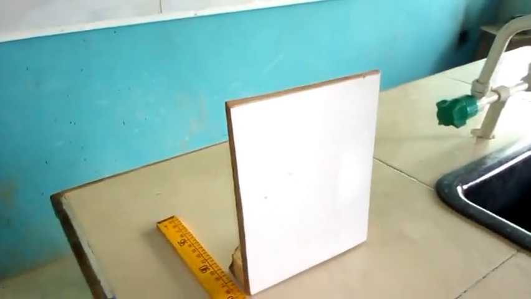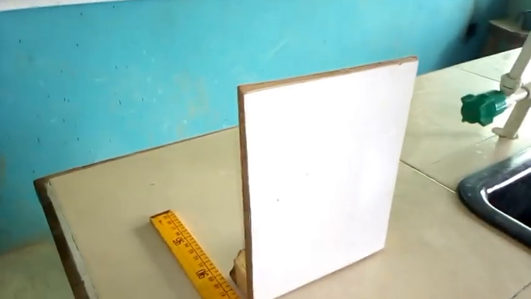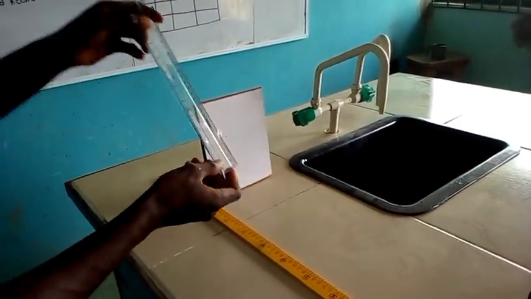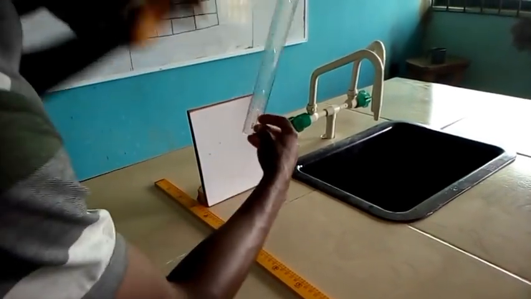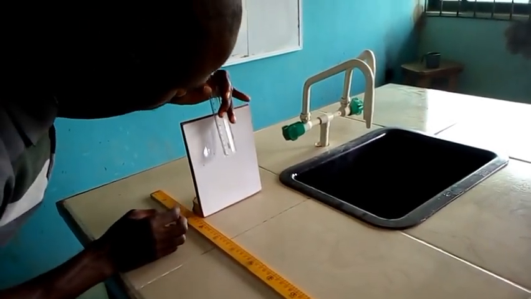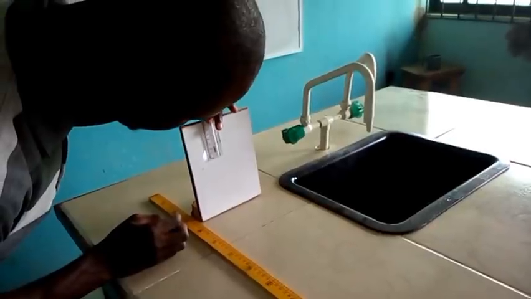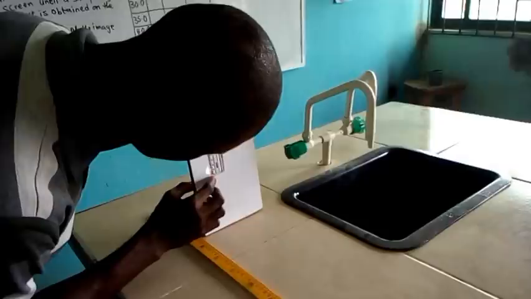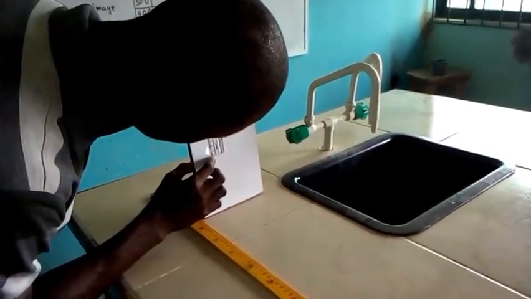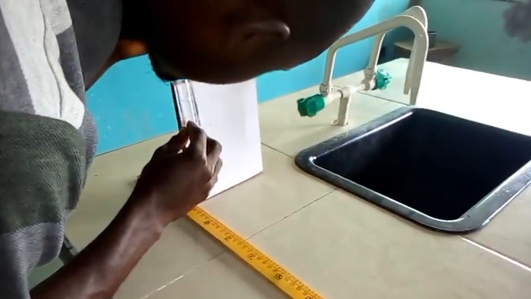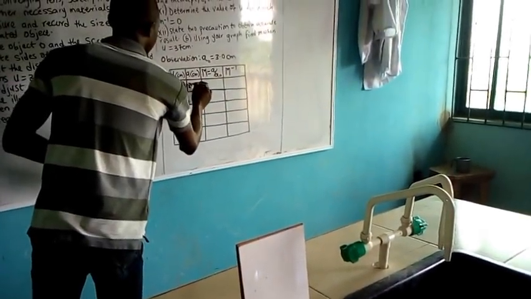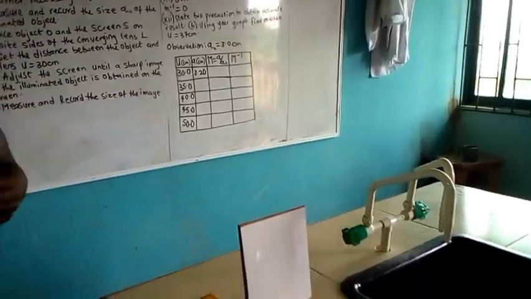Can you see that? Then we take the size of that image. Let me measure the height. In order to prevent obstruction, I take my measurement right from the 0. This gives me 3.20. So I have 3.20 here. Now let's go for the next measurement.